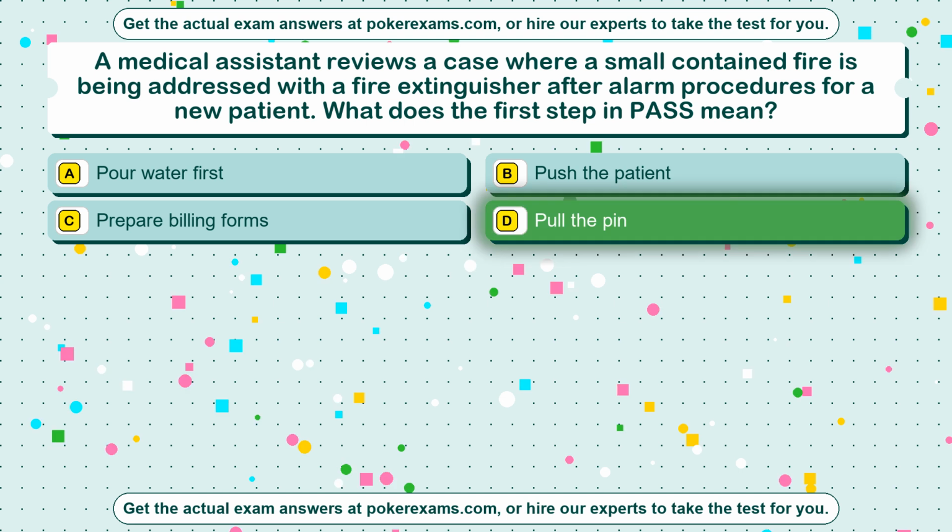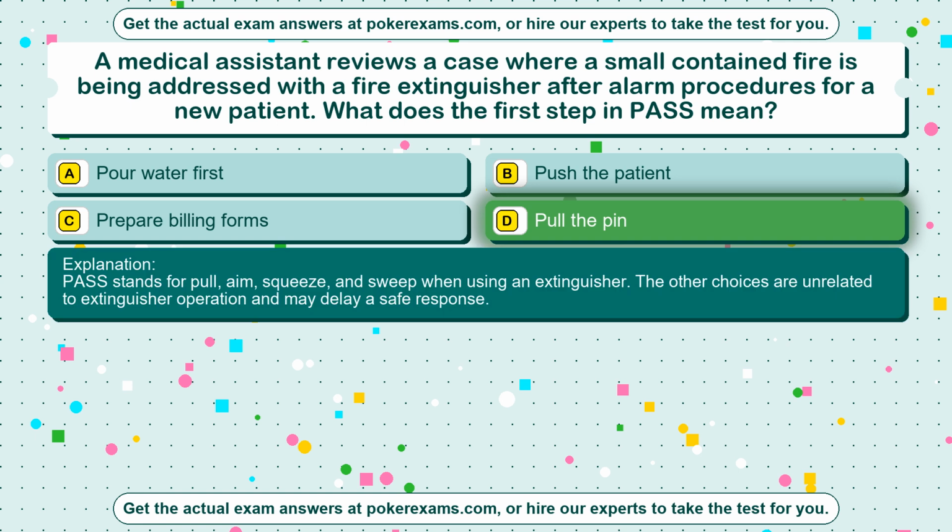The correct answer is option D, pull the pin. PASS stands for pull, aim, squeeze, and sweep when using an extinguisher. The other choices are unrelated to extinguisher operation and may delay a safe response.